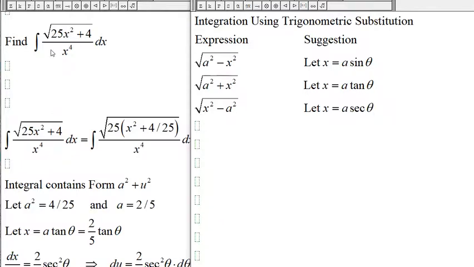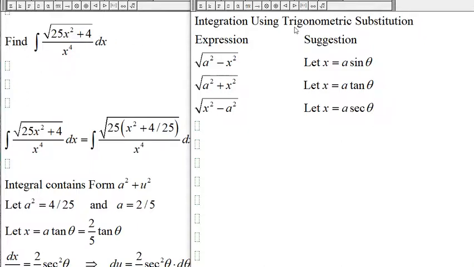Here we have the integral of the square root of 25x squared plus 4, divided by x to the fourth. And so we want to find this indefinite integral right here. This integral contains the square root of 25x squared plus 4, so it looks like it contains the form involving x squared plus a squared.